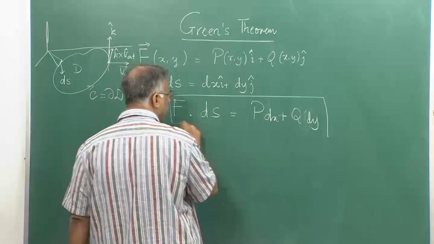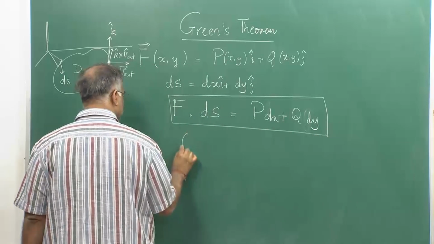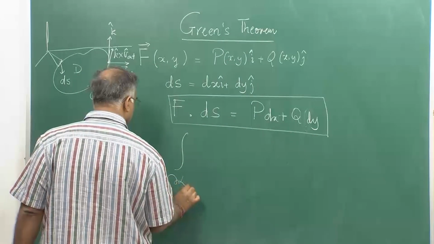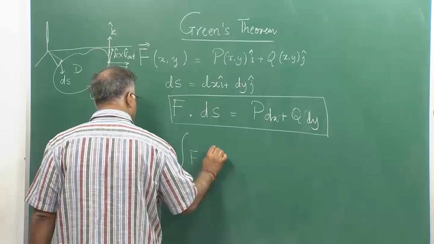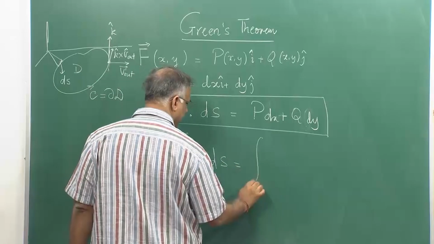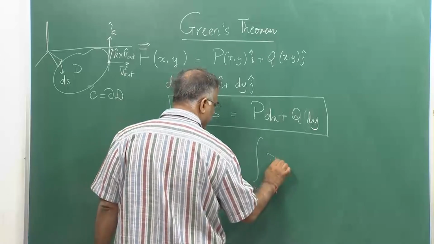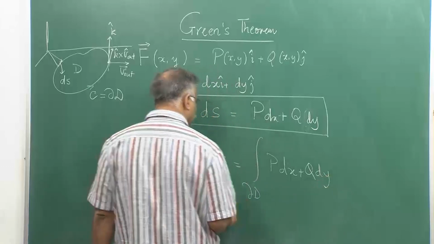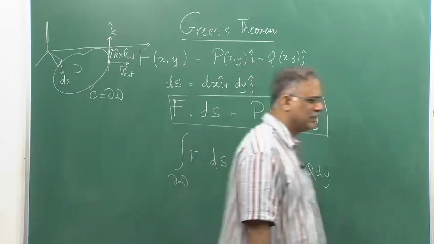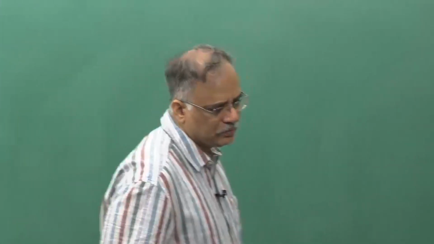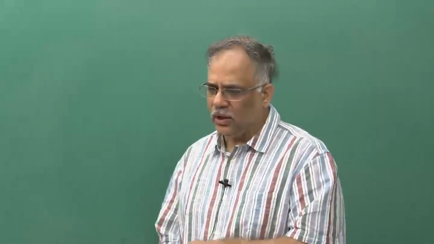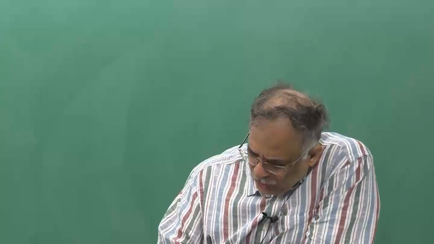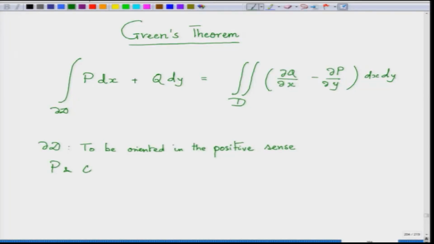So if I write the integral over the boundary of D of f dot ds, that is the same as writing the integral over the boundary of D of p dx plus q dy. If it is difficult to compute this, you just compute the surface integral. That's the message of Green's theorem. Of course, there is another requirement on P and Q. These are the assumptions under which Green's theorem is true.